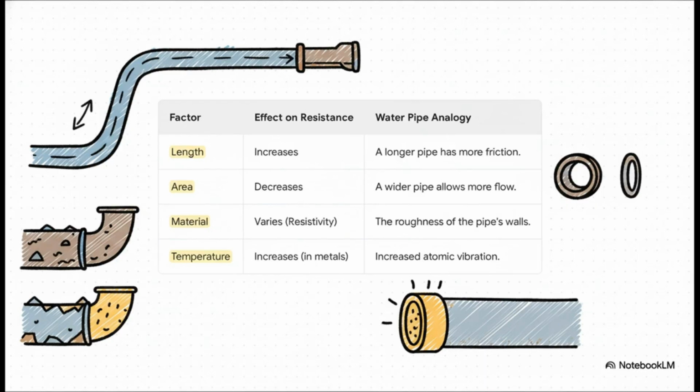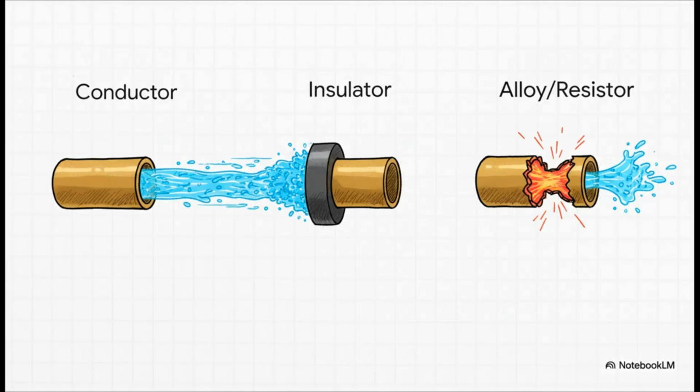Well, it boils down to 4 key things. First, length. A longer wire has more resistance, just like a longer pipe has more friction. Second, area. A thicker wire has less resistance, just like a wider pipe lets more water through. And of course, the actual material the wire's made of and its temperature play a huge, huge role. And that choice of material is absolutely everything.